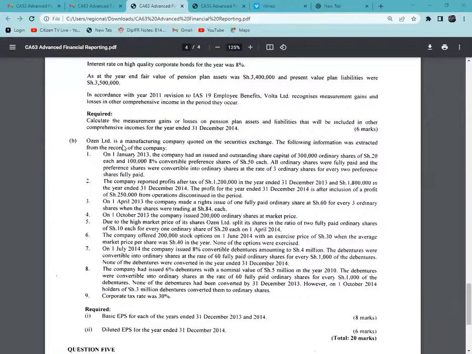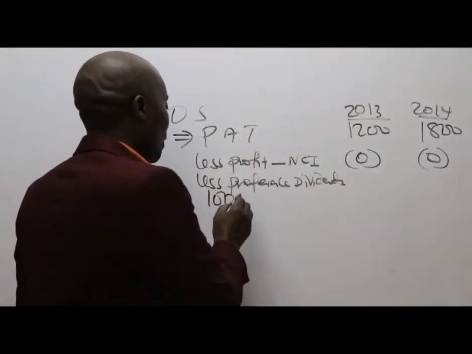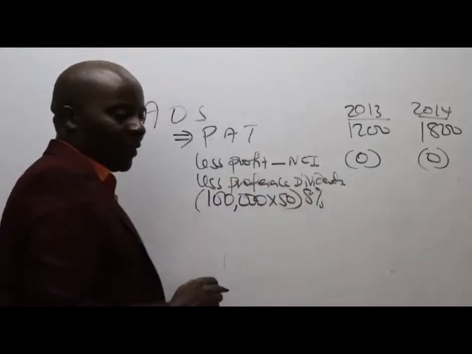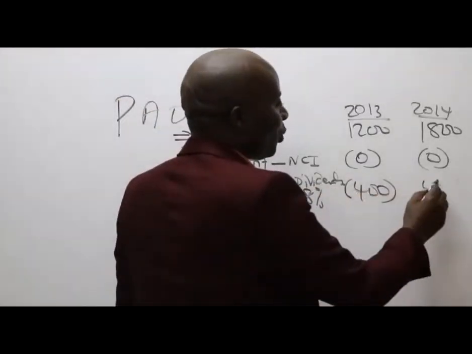Note number 1, on 1st January 2013, the company had an issued and outstanding share capital of 300,000 ordinary shares of shillings 20 each, and 100,000 8% convertible preference shares of 50 each. So could we kindly calculate this preference dividend? You said it was 100,000 shares and each was worth 50, and the preference dividend percentage is 8%. So that gives 400.